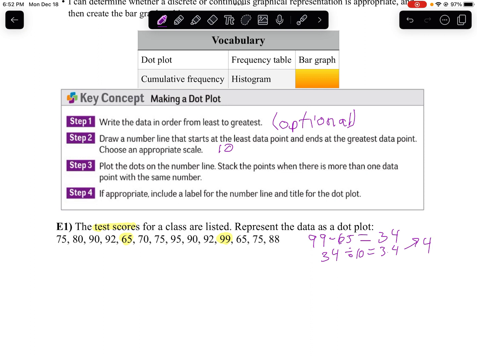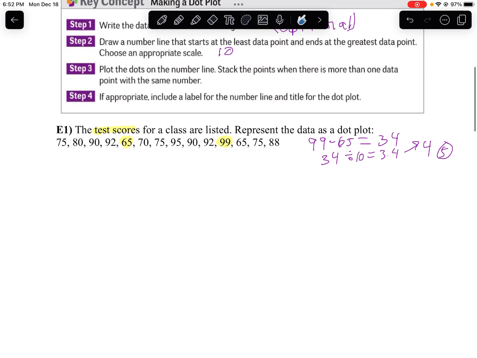But I don't think 4 is an easy number to count by. So what I'm going to do is count by 5s. Does it matter if I do 4? Would 4 be correct? Sure it would be. I could count by 4s. But instead, I'm going to count by 5s because I think that's easier to count by. So now, let me scroll down here a little bit because we want to make our number line. I want to have some room here.